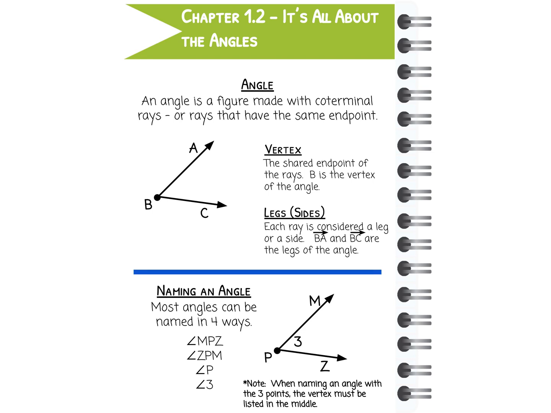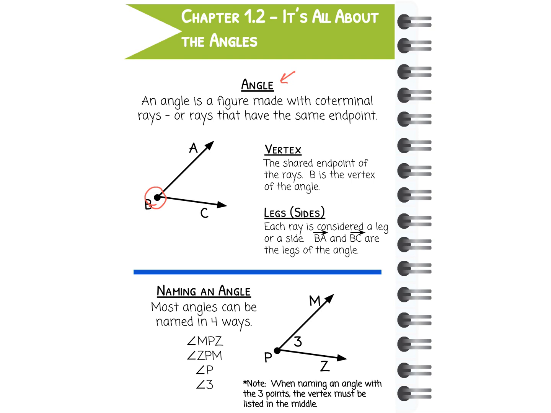An angle here is a figure formed with two rays, and those rays are called coterminal, meaning they share the same endpoint. That coterminal point is actually called the vertex. So B here is the vertex of this angle, and then BA and BC are rays. Sometimes you call them legs, sometimes you call them sides. It doesn't really matter. So that's what an angle is.